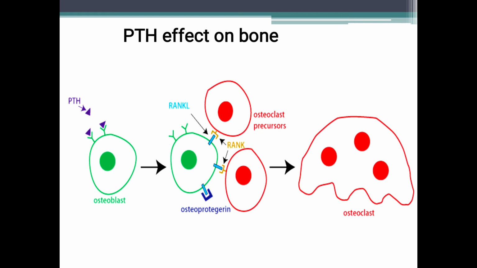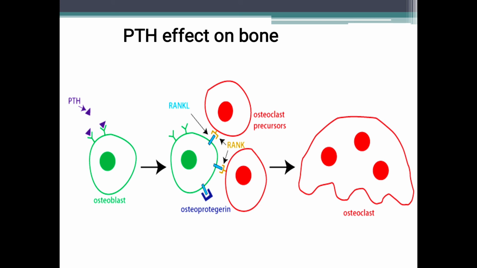And if you see the red rounds, they are the osteoclast precursors. They have the RANK receptors. So when the PTH binds with the osteoblast, it increases the expression of RANKL and decreases the expression of osteoprotegerin. What will osteoprotegerin do? It will inhibit the binding of RANKL to RANK receptors. See, it's going and binding with the RANKL, so that it prevents the binding of RANKL to RANK receptors. So this will be inhibited.